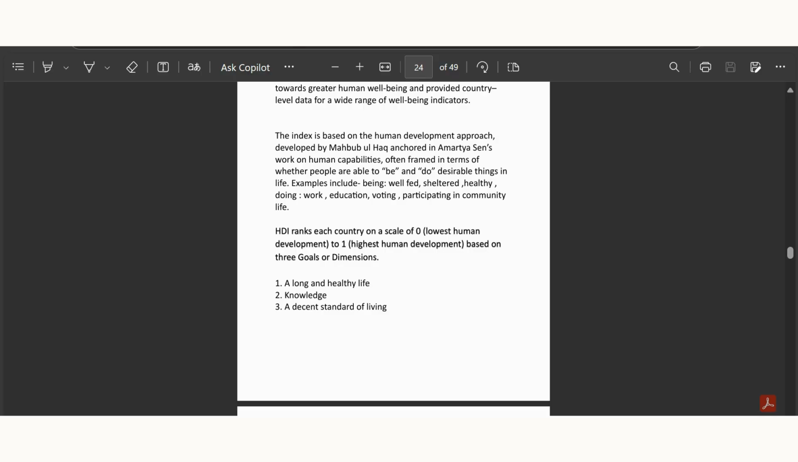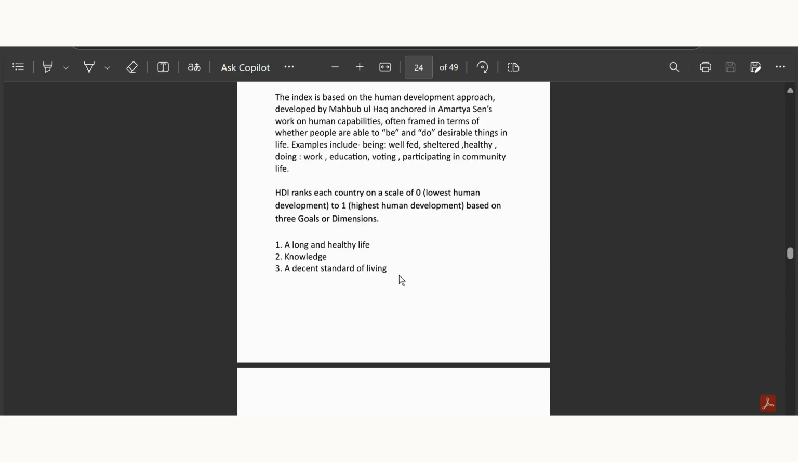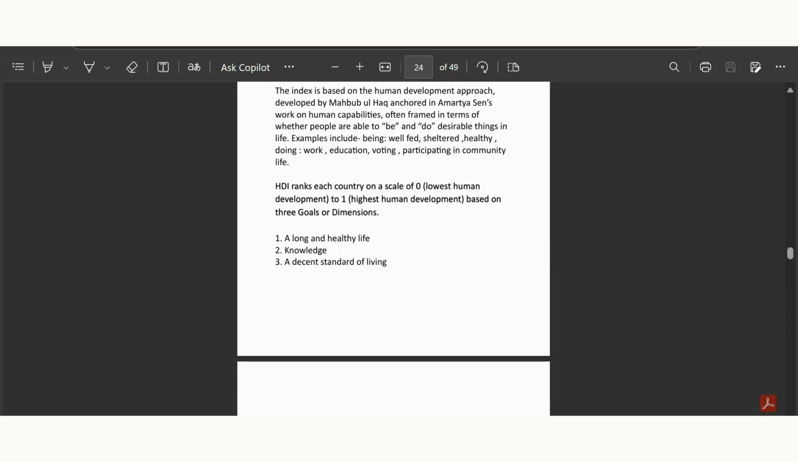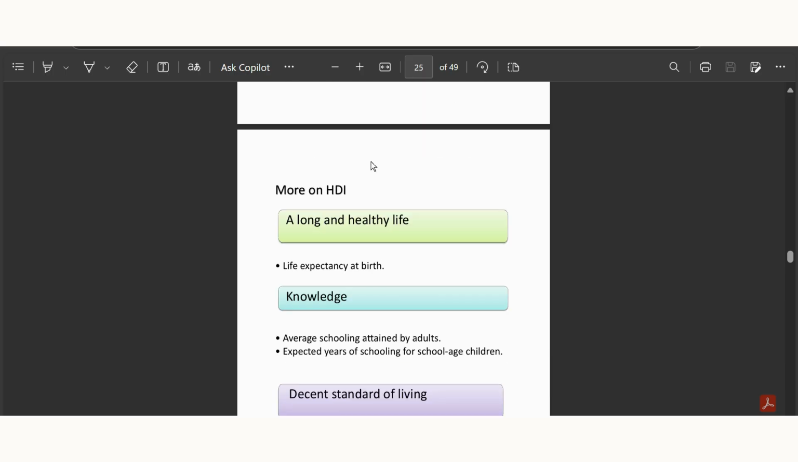Now, HDI ranks each country on a scale of 0, lowest human development, to 1, highest human development, based on three goals or dimensions. First, a longer and healthy life. Second, knowledge. And third, a decent standard of living. Let's talk more on HDI.